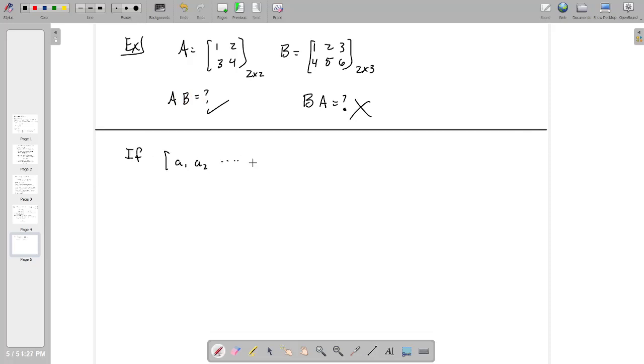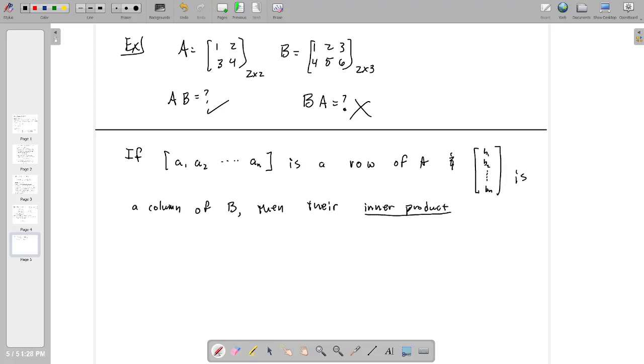If A1, A2, all the way up to An is a row of A, and B1, B2, all the way down to Bn is a column of B, then their inner product is A1 B1 plus A2 B2 plus all the way up to A sub n, B sub n. What we do is we take each element in the row of A and multiply it by the corresponding element in the column of B, and then we add the results. That's how you find the inner product of these two rows and columns respectively.